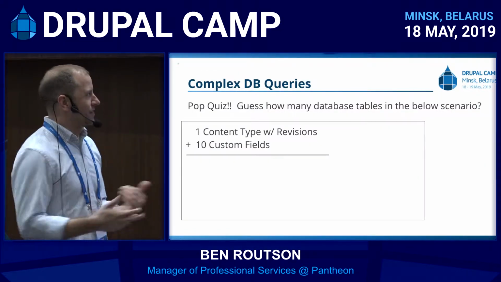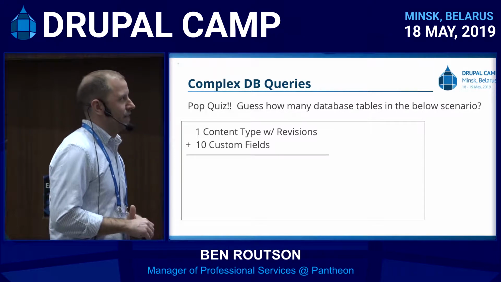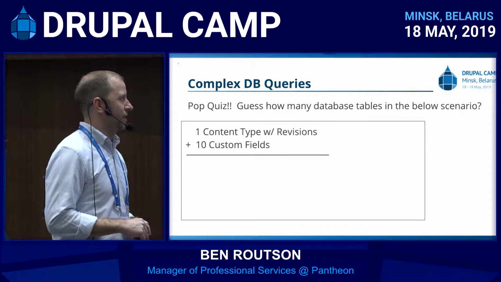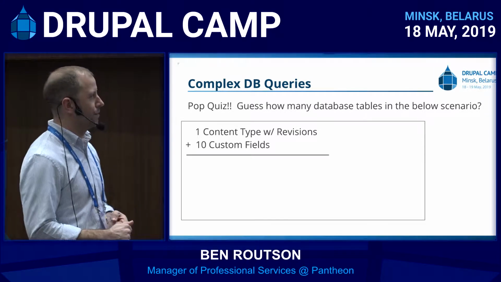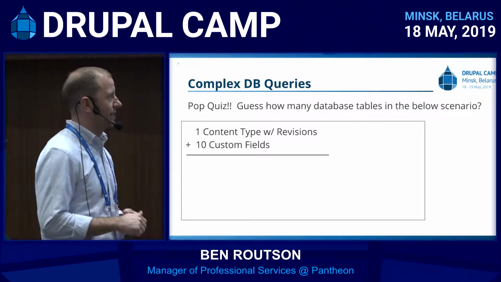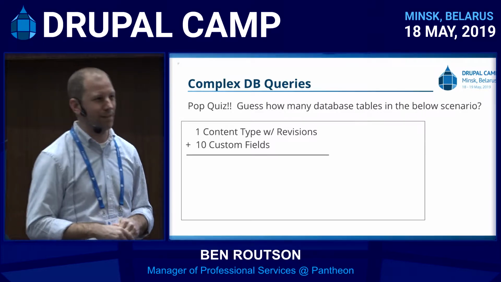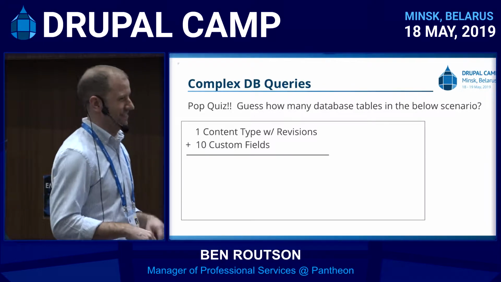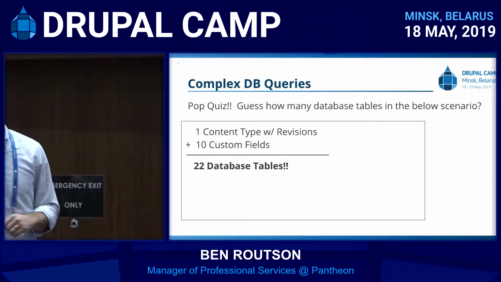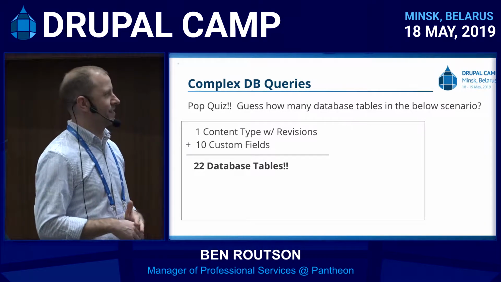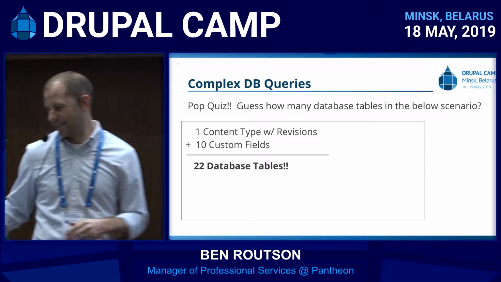So yeah, pop quiz. Guess how many database tables are in the below scenario. We've got one content type with revisions enabled and 10 custom fields. Anybody have any ideas how many database tables we'll end up with? How many? 22. Nice, exactly. 22 database tables for one content type with 10 custom fields.